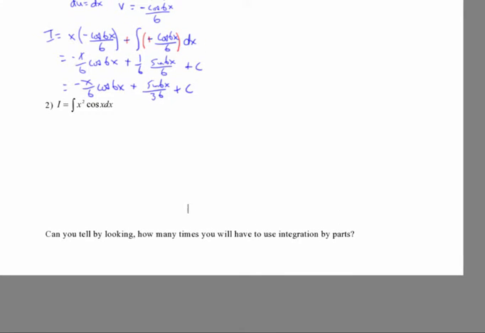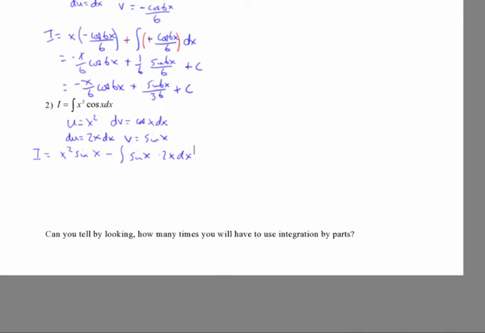Let's apply this one. This one's going to be slightly different just because we have an x squared here, but it's going to start off similarly. We'll say u equals x squared, and then dv will be cosine of x dx. So then du is 2x dx, and v is sine of x. And applying it, we get uv, so x squared sine x, minus the integral of v du, so sine x times 2x dx.